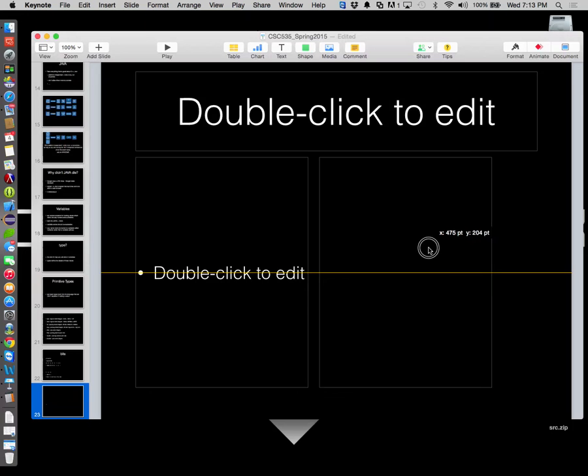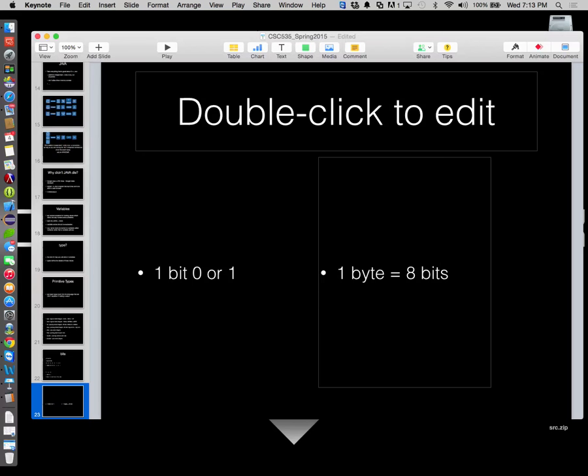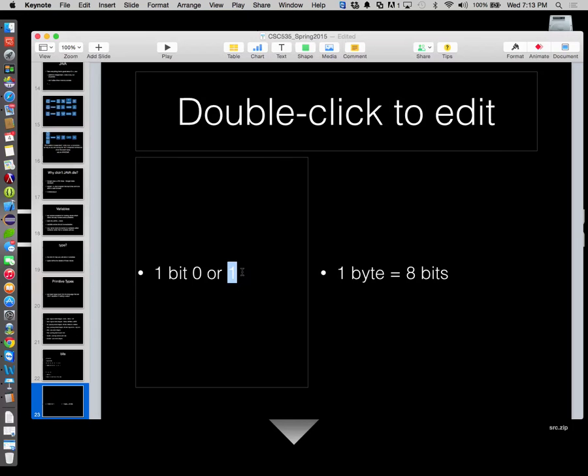Okay? So let's talk about, we're gonna create a couple of... I'll look at these awesome design skills. Okay, so we have 1 bit. That's a 0 or a 1. 1 byte equals 8 bits. 1 kilobit, small b, 1 kilobit is 1,024 bits.